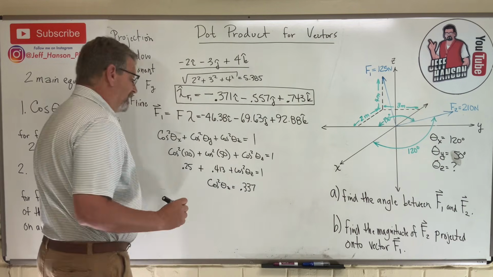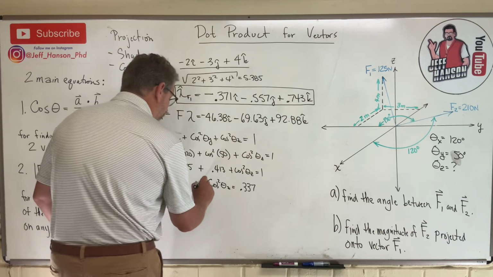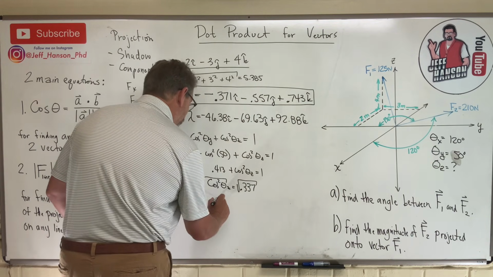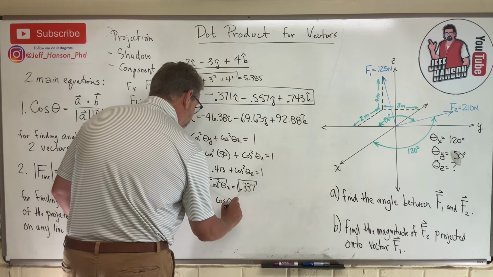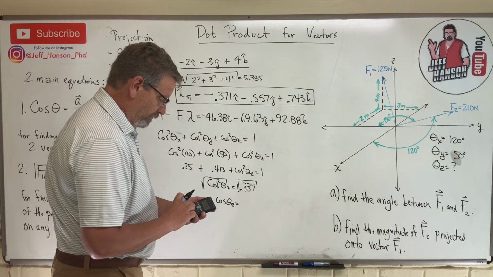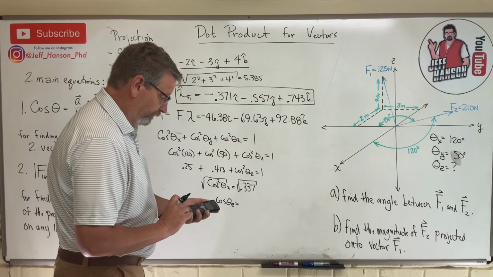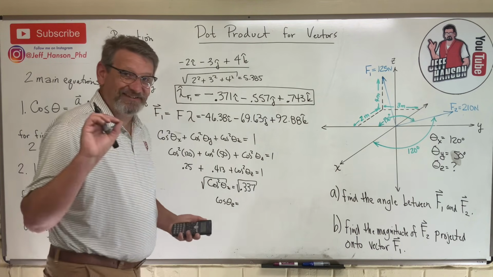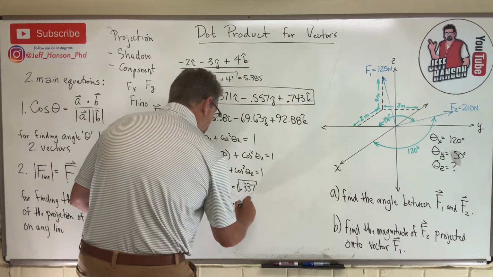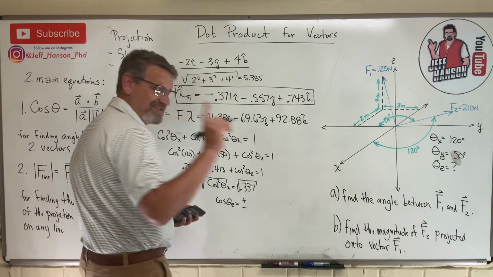Okay. Now I got to take the square root of both sides. So that would mean that cosine theta z is equal to, what's the square root of that? Here's where most people mess up. This is where you mess up. Don't mess up. It's this: plus or minus, right?